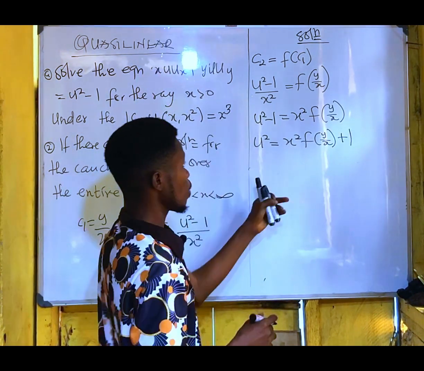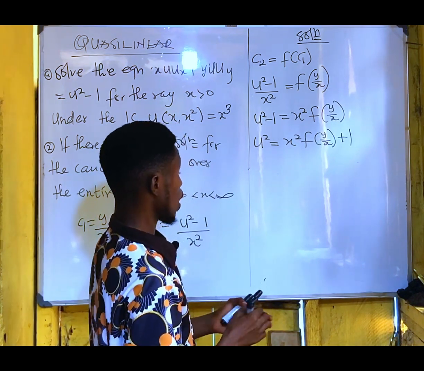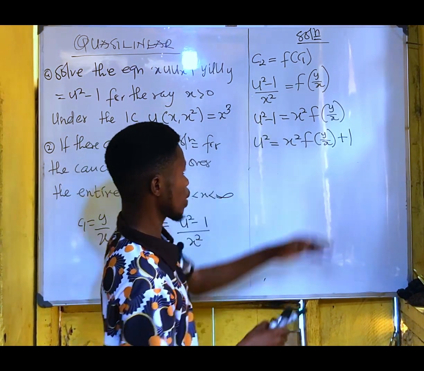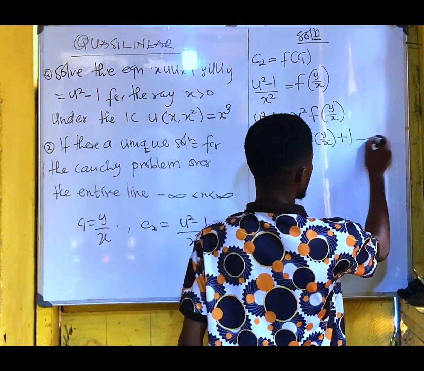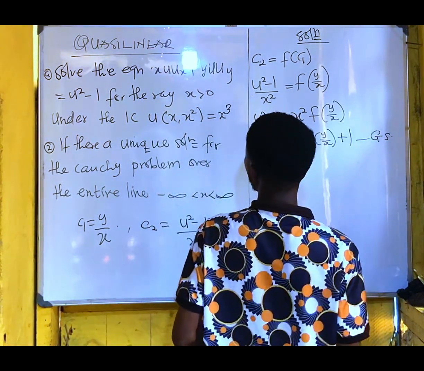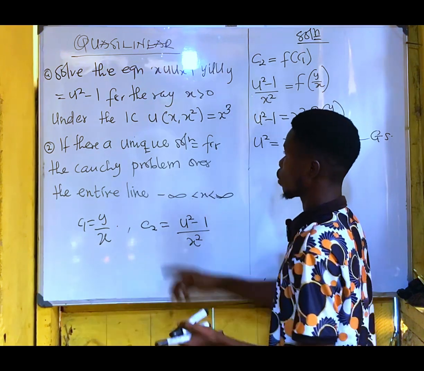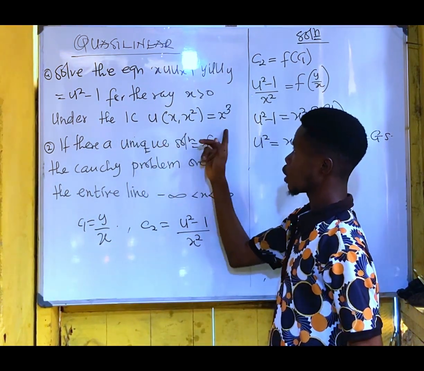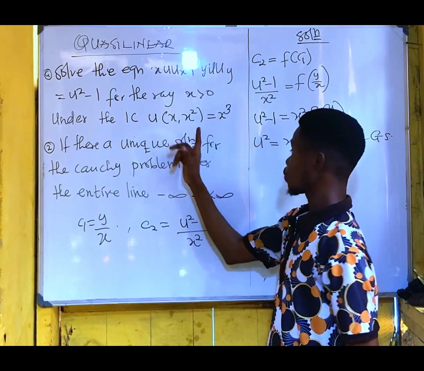Okay. You can take square root on both sides. But for now, let's maintain this. This becomes like our general solution. But there was an initial condition given, which is this. So let's look at the initial condition.